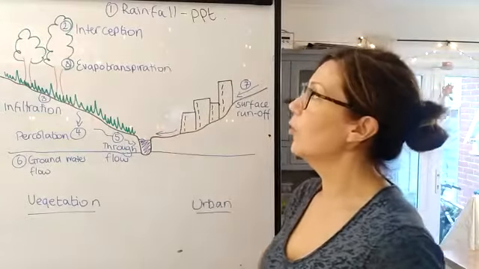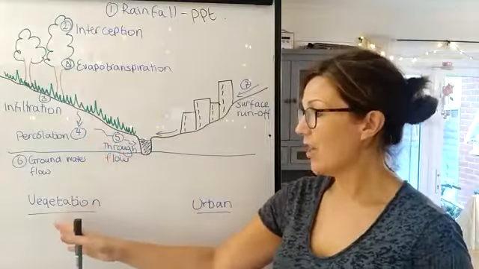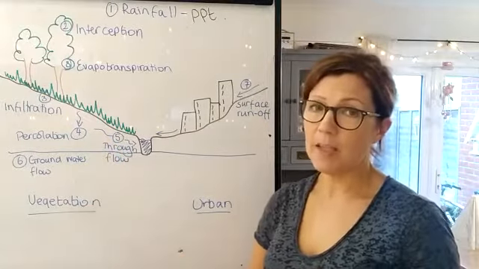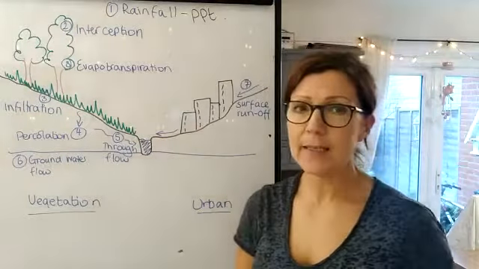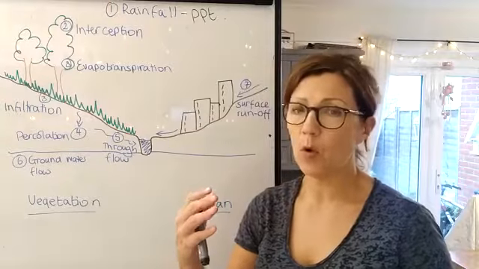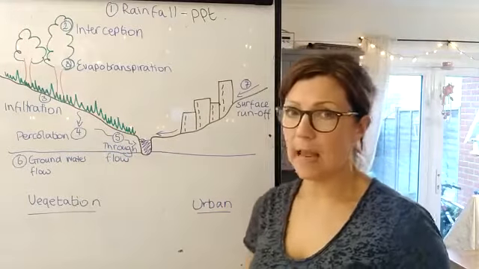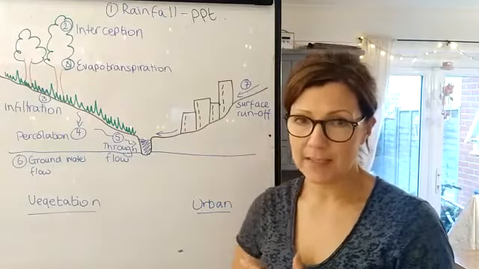So the rain starts to fall. So what happens to it? On the left-hand side, I'm going to go through what happens in a vegetated area, in an area maybe in the countryside. So number two, what happens here is that the trees or the vegetation will intercept. It will stop and it will slow down the water. So number two is interception, and that's where vegetation stops the water before it even gets to the ground.